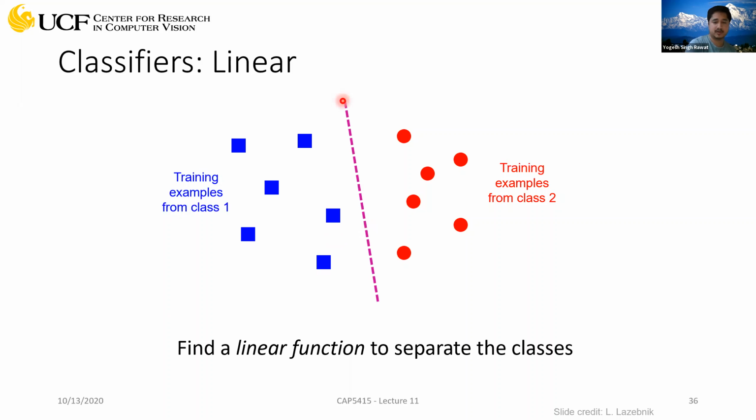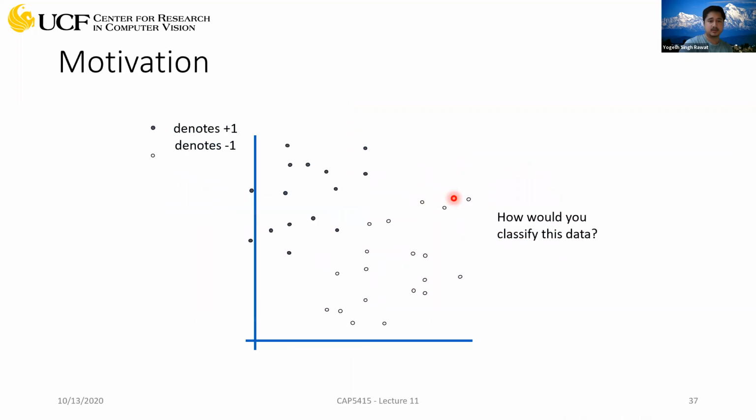So if I draw a boundary like this, then I can say that this is a linear classifier. And if it's two-dimensional space, it will be the equation of a line. Depending upon where your testing sample falls, you can easily categorize whether it's a blue square or whether it's a red circle. Now let's look into this in more detail.